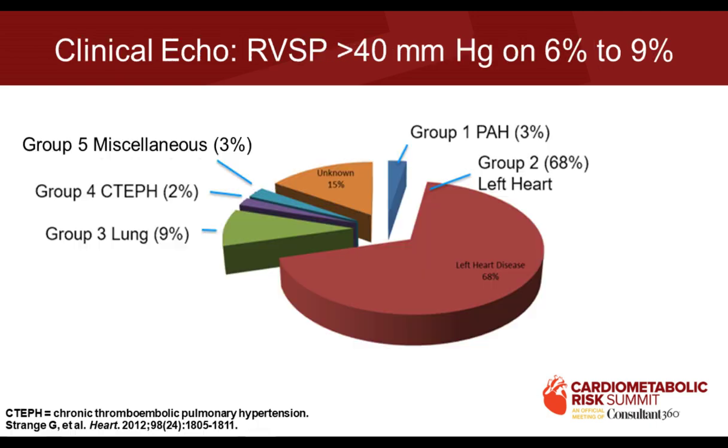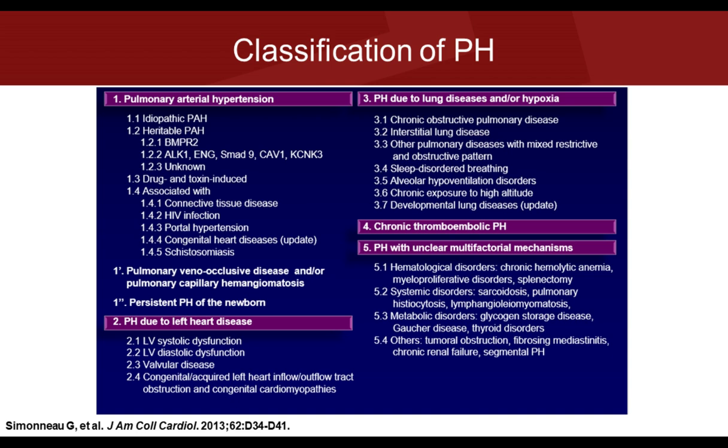All right, so there are 5 major groups of pulmonary hypertension. This was an echo study, and you can see the biggest group there far and away is left heart disease. The 5 groups, group 1 is what we're going to be focused on today, pulmonary arterial hypertension. This includes idiopathic PAH, connective tissue disease, congenital heart disease, and a few other conditions. It's uncommon but very treatable with medications that have been approved over the last 20 years roughly.